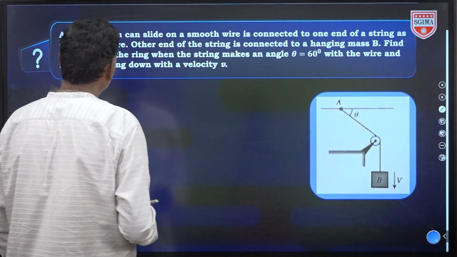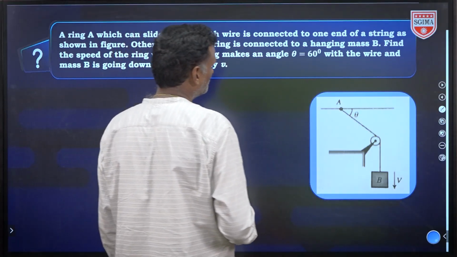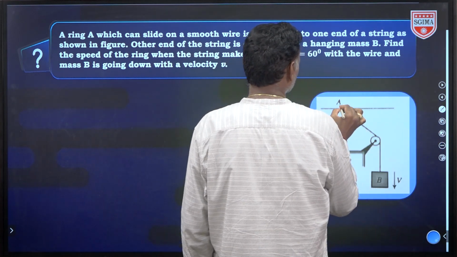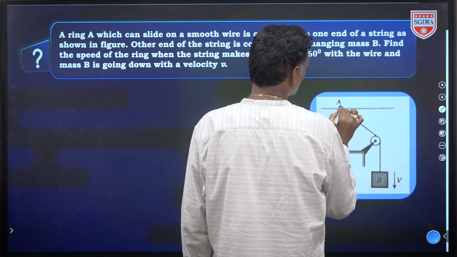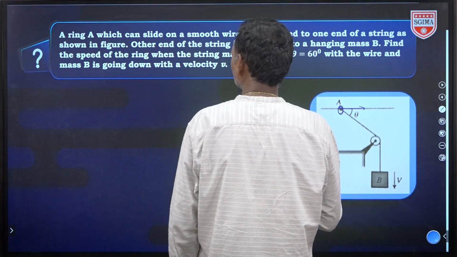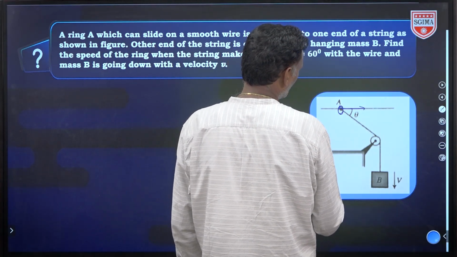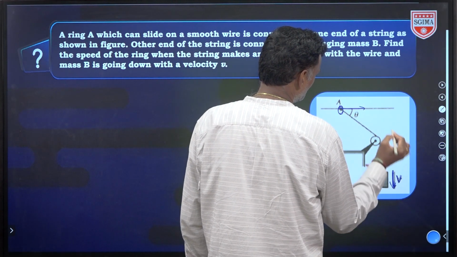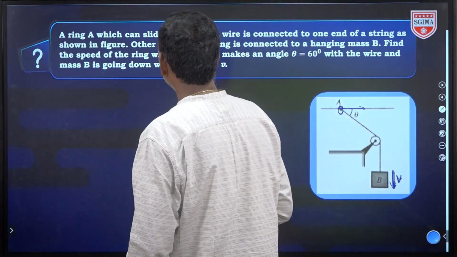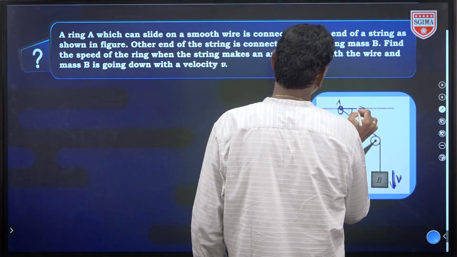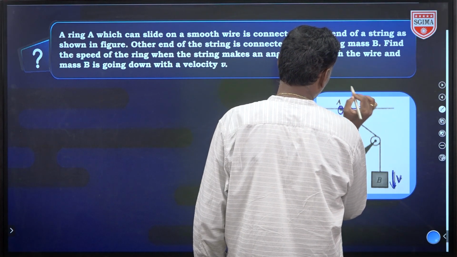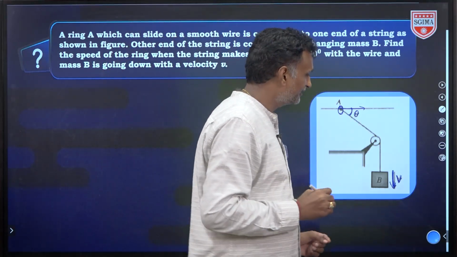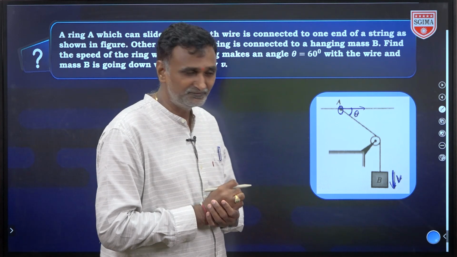A ring A which can slide on a smooth wire is connected to one end of a string as shown in the figure. So it is a ring again, and it is supposed to move along this direction. The other end of the string is connected to the hanging mass B, and its speed is given as V. Find the speed of the ring when the string makes an angle theta with the wire. So here theta is given and mass B is going down with a velocity V at that instant.